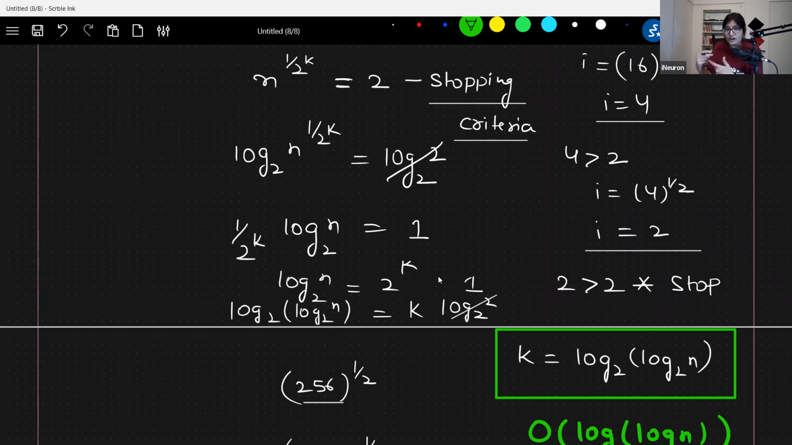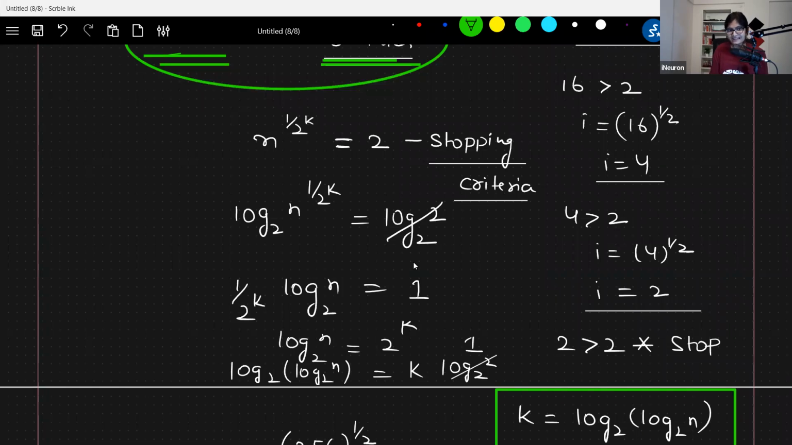That is what I need to find out. I need to find out the order of magnitude. I need to find out how many times I'm repeating the statement. And we can easily do so by calculating the value of k, by checking what the stopping condition is, and we can solve that.